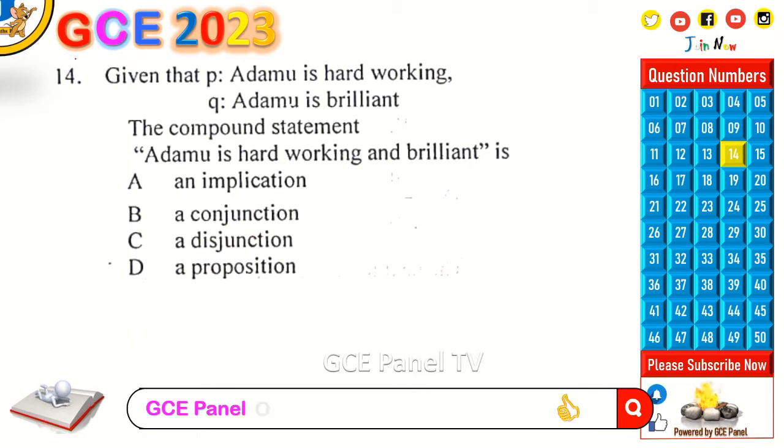So question number 14 reads, given that P is a statement Adamu is hardworking and Q is a statement Adamu is brilliant, then the compound statement Adamu is hardworking and brilliant is, so what is this? It's not an implication. Okay.